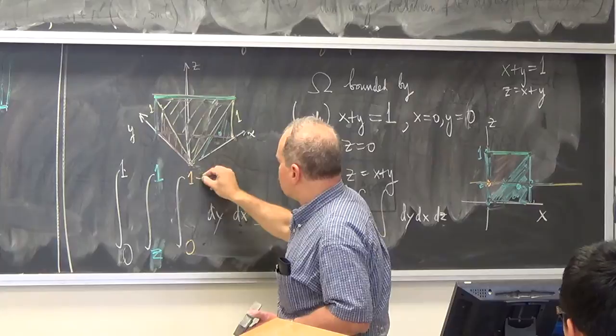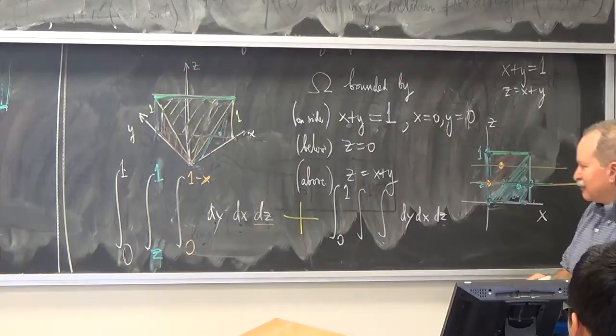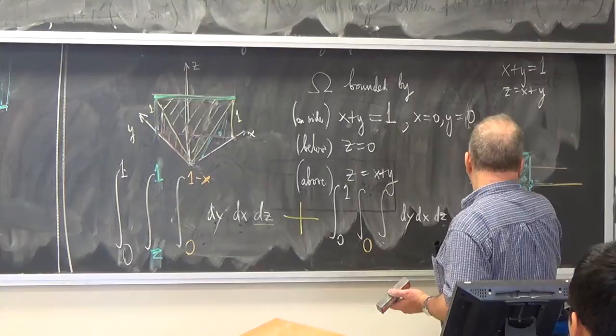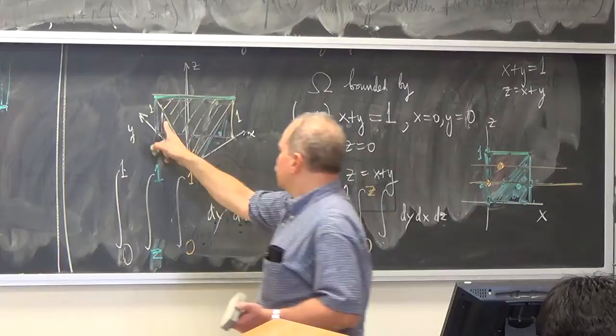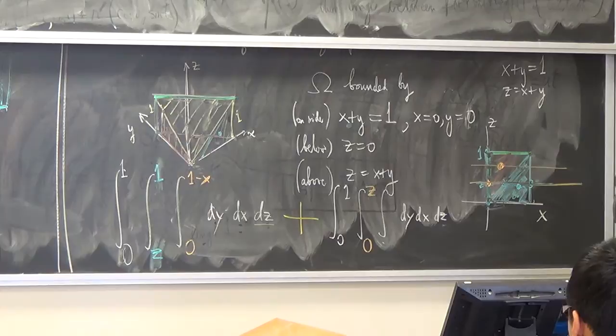However, if I start in this piece. Now, first of all, what does x do? 0 to z. And now if I fix a point in that piece, that's corresponding to starting above this plane here. Wait, so can you back up just a second? How do we get 0 to z?